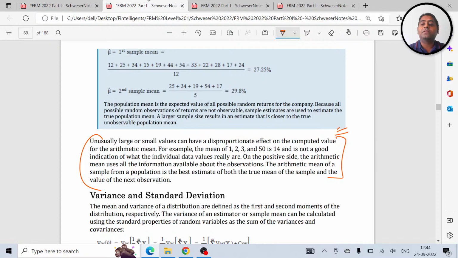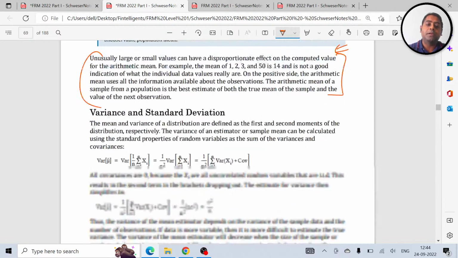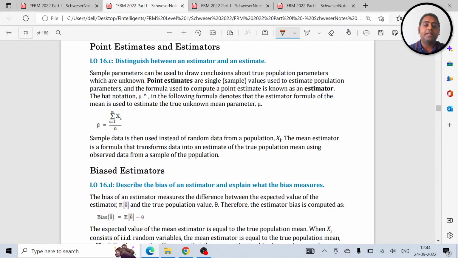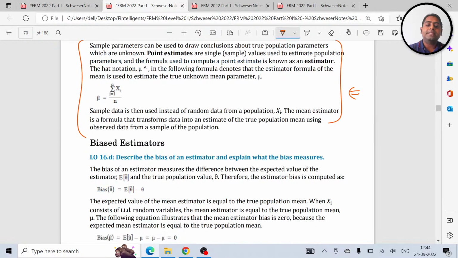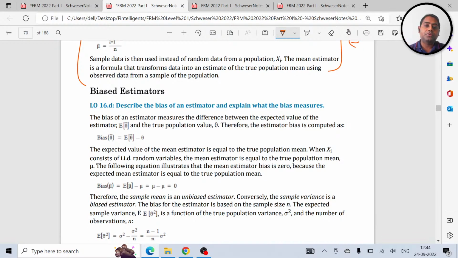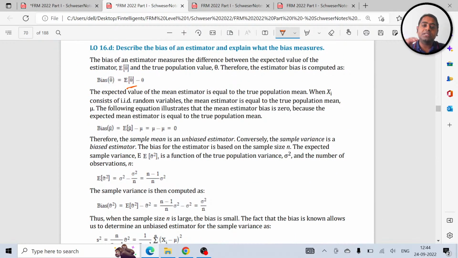What was the problem with mean? Why are we looking at median also? That you should be clear on. Then point estimate and estimator you should focus on. Bias estimator overall level you don't need, because unbiased means the average of the x bar should be equal to mu. They're explaining the same concept again.